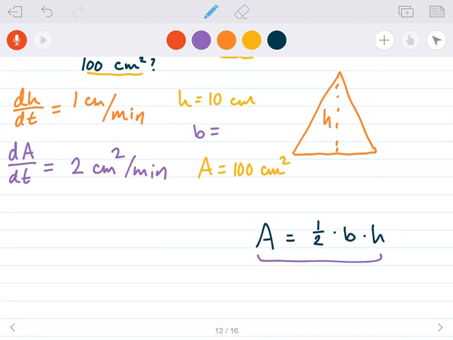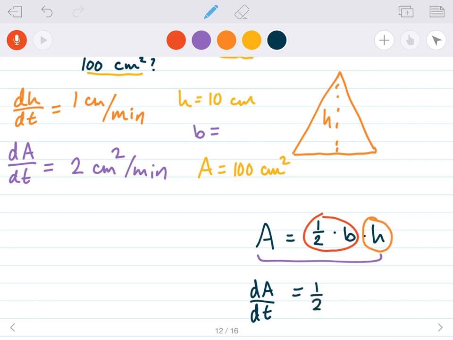So I'm going to differentiate both sides with respect to time. And on the left side, I get dA/dt. And on the right side, I have to do the product rule, right? Because I have 1/2 times base that I'm going to be differentiating with respect to t, and I also have h. So let's go ahead and do the product rule here.